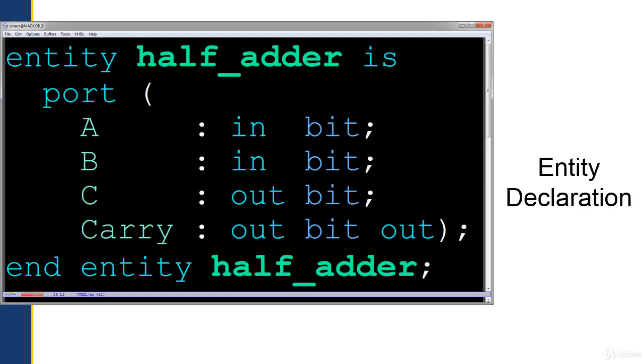Here's an example of an entity declaration. The name of the entity is HalfAdder. It has inputs and outputs. The port list here is shown as 2 inputs, A and B, of type bit, and 2 outputs of type bit, C and carry. The entity itself contains no description of how the function is performed, merely the port definition, the inputs and outputs.